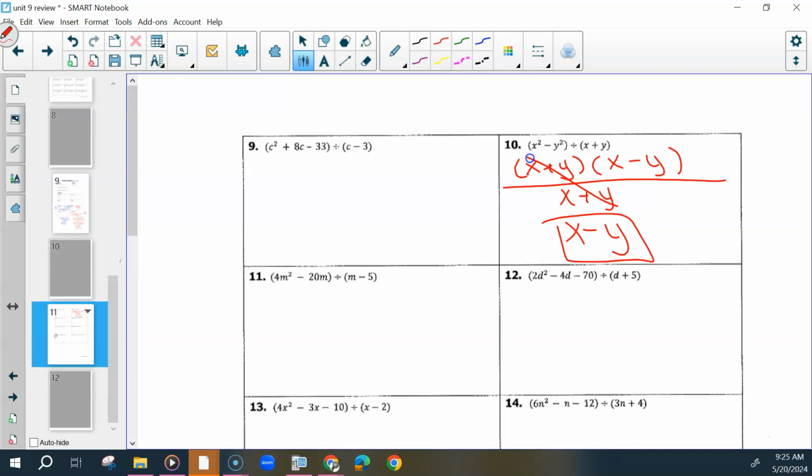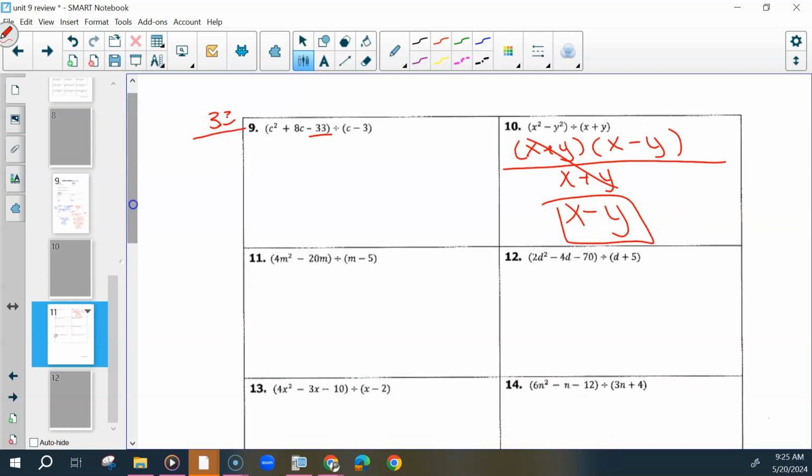Last minute binomial questions. Number 9. So look, this is a trinomial. It doesn't have a GCF. Look for two numbers that multiply to be negative 33, but that would add to be 8. What are factors of 33? 11 and 3. One of them will need to be negative. Which one would be the negative? 3. So our two factors would be c plus 11, c minus 3, all over our denominator. And then our final answer would just be c plus 11.